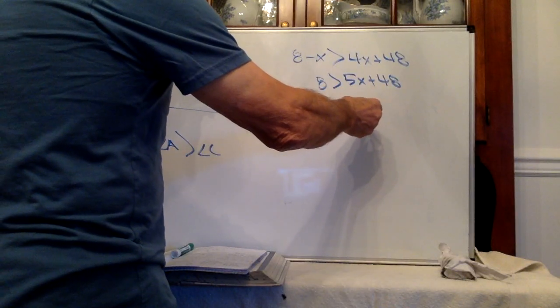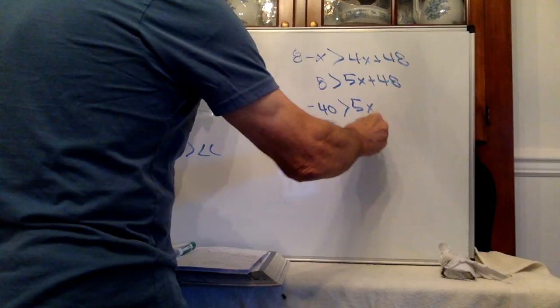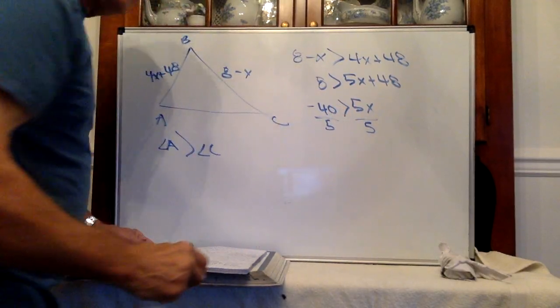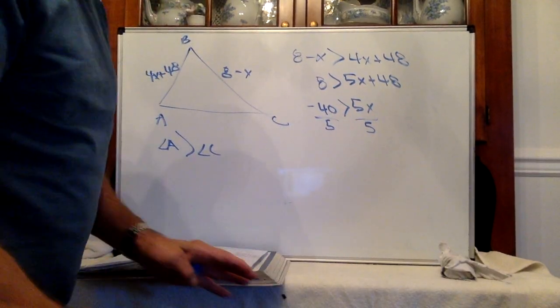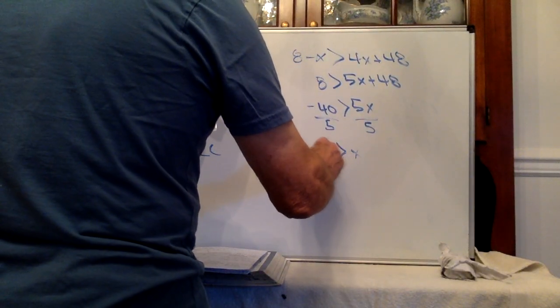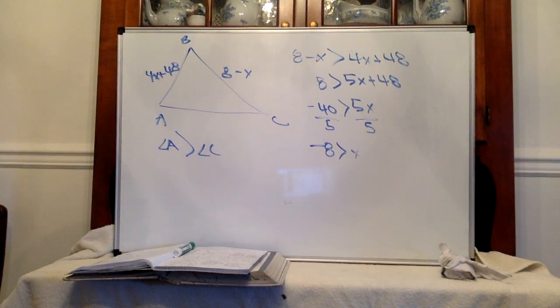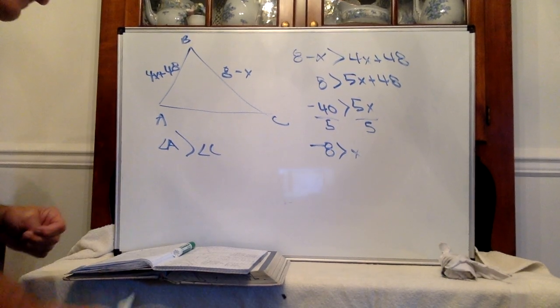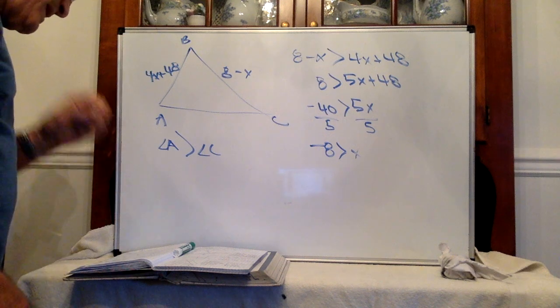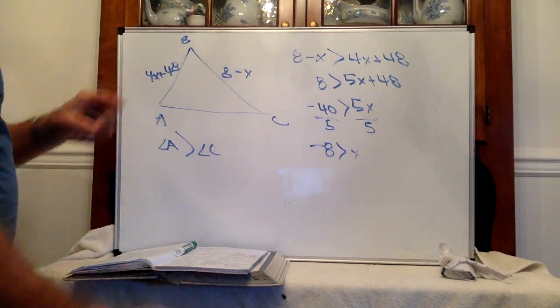To solve for x, I'm going to divide by positive 5, both sides. When you multiply or divide by a positive number, nothing is affected. And I get x has to be less than negative 8. X has to be less than negative 8. Hopefully everybody followed that. Now, I cannot just stop there because that only gives me part of the answer.